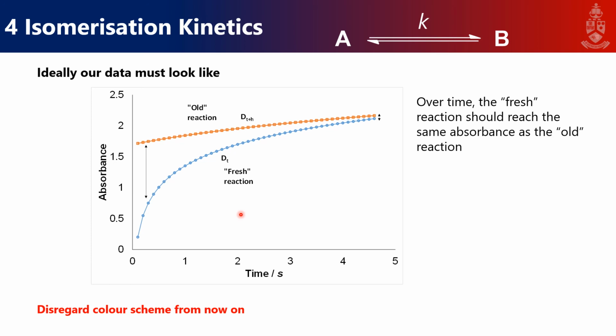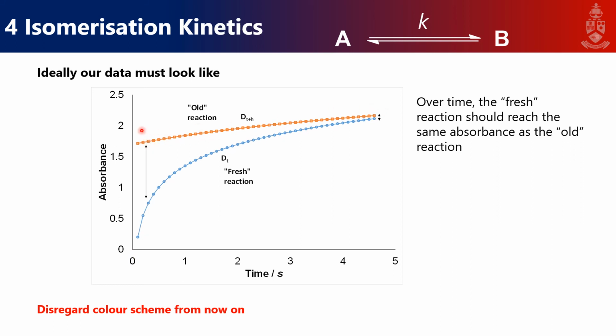A good place to start is to see what we expect. If we just make a plot of the absorbance of the 2 samples versus time, we should expect our fresh reaction's absorbance to increase towards what the old reaction is already at, by the time we start measuring. Because remember, the old reaction is already isomerized to a certain point, and our fresh reaction is going to isomerize to that point. So we should see a convergence between these 2 data sets from the beginning.